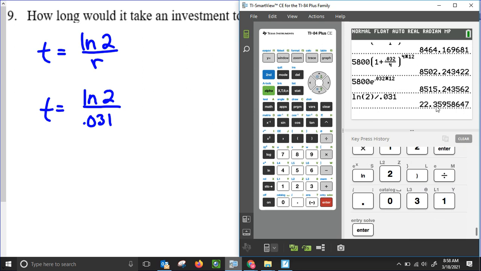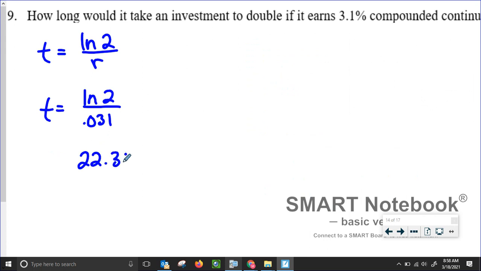22.3595, so round this up to 0.360. And that would be years. That's how long it would take for that investment to double.